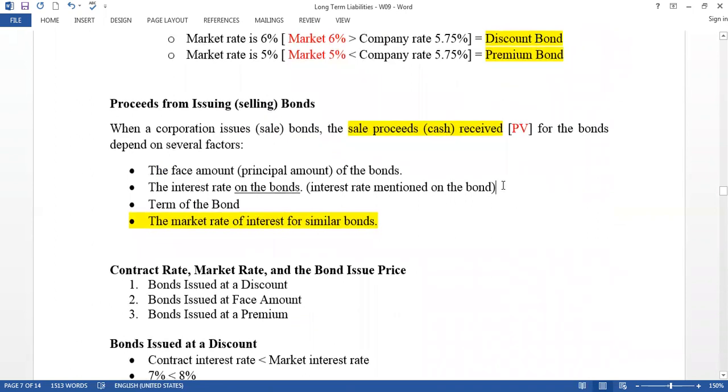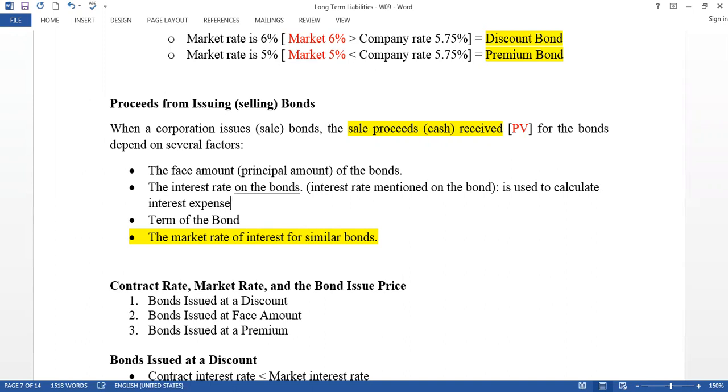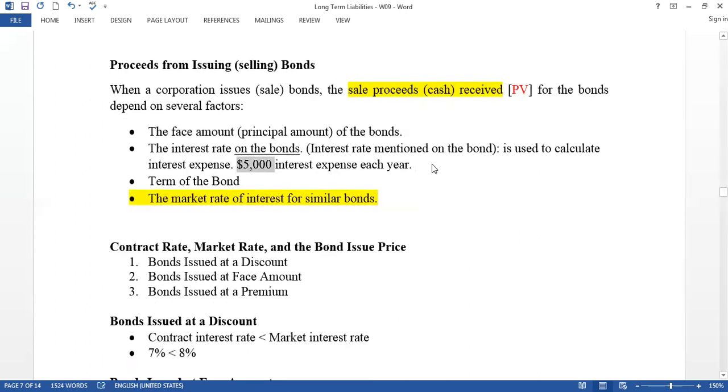Okay, so I can mention here, for example, we have two interest rates. The interest rate on the bond is used to calculate the interest expense. For example, we find that the interest expense is $5,000 every year. So how many years are you going to pay this money? For example, you are going to pay this interest expense for 5 years.